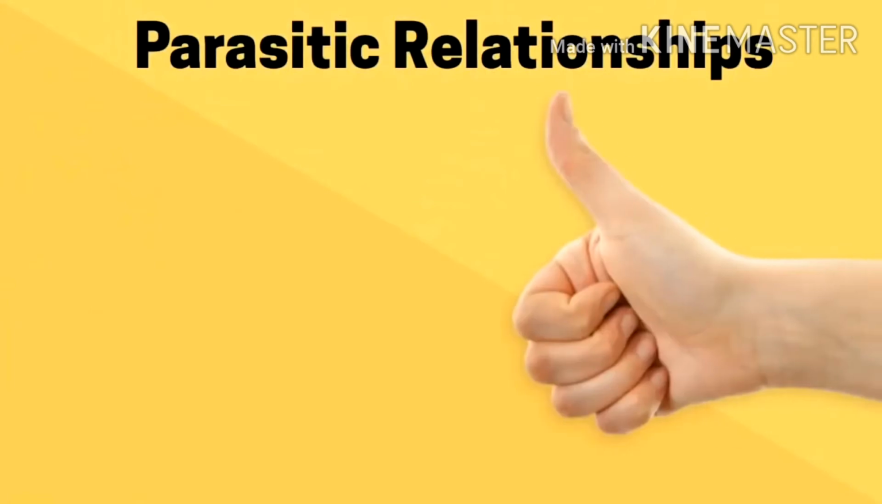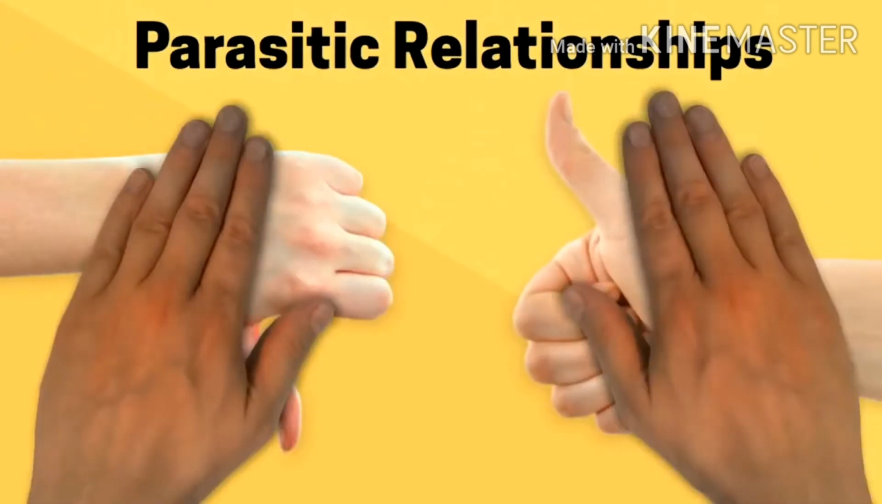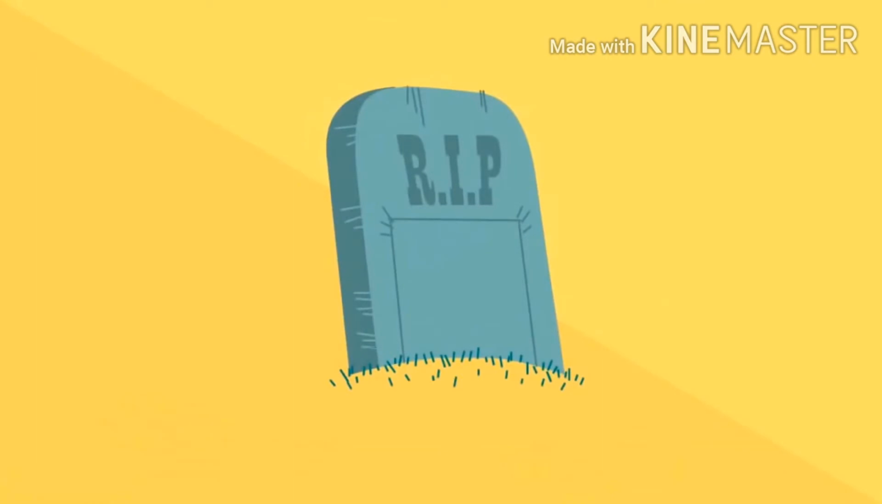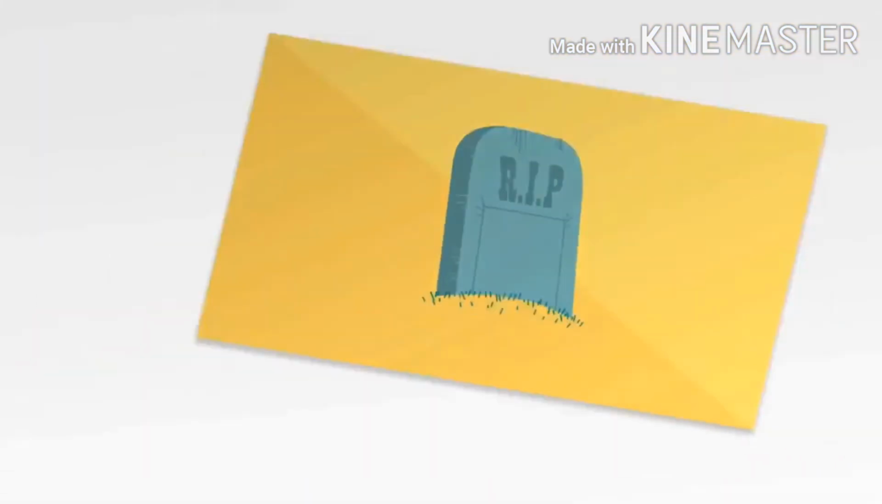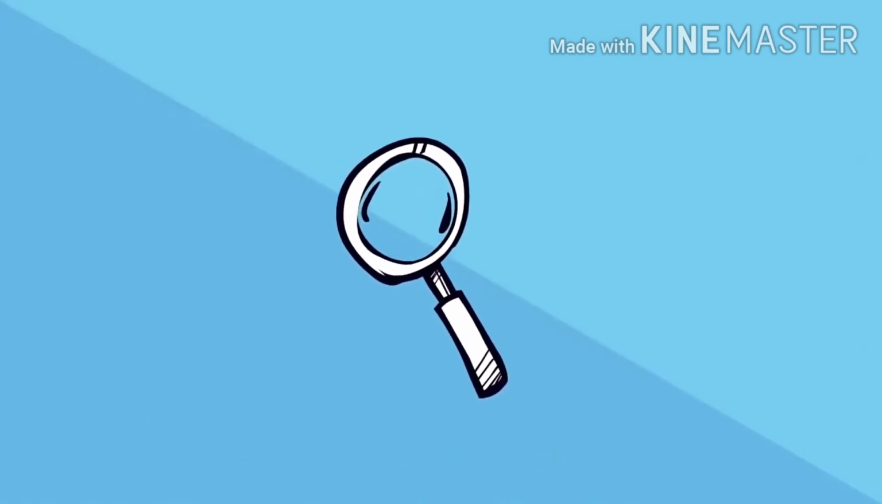In parasitism, one organism benefits, while the other organism is harmed. In fact, in some parasitic relationships, the host, the one that is being harmed, actually dies from the relationship. There are three types of organisms I'd like to look at that have parasitic relationships.